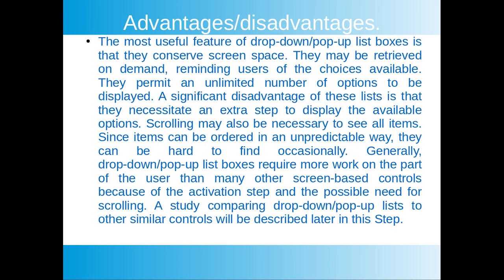A significant disadvantage of these lists is that they necessitate an extra step to display the available options. Scrolling may also be necessary to see all items. Since items can be ordered in an unpredictable way, they can be hard to find occasionally. Generally, drop-down or pop-up list boxes require more work on the part of the user than many other screen-based controls because of the activation step and the possible need for scrolling. A study comparing drop-down or pop-up lists to other similar controls will be described in this step.